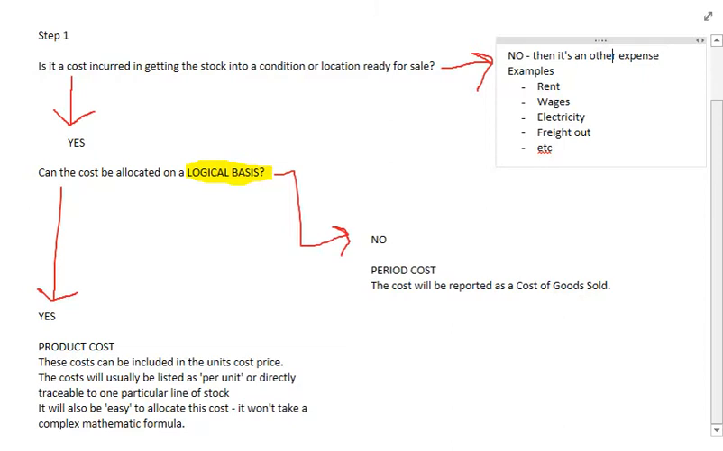Examples would be rent, wages, electricity, freight out, or anything like that. The expense is not directly related to the stock. It's just the cost of doing business.